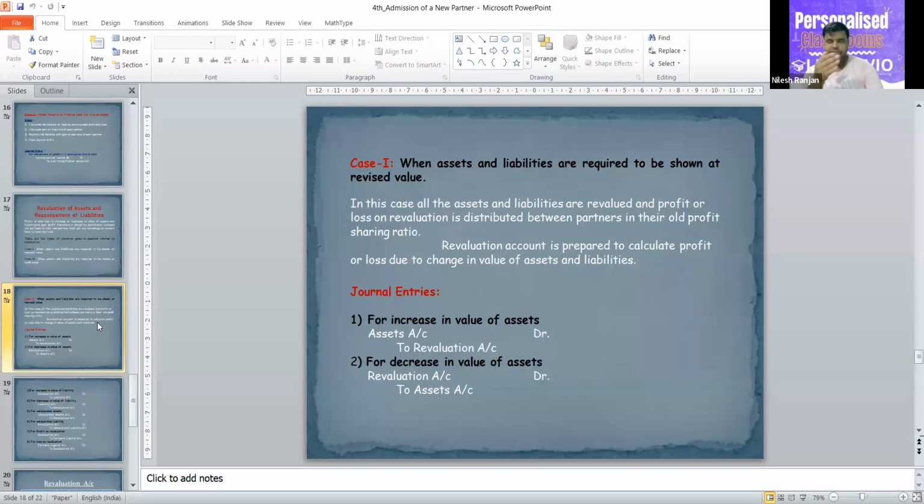First entry. Read the first entry. For increase in value of assets, asset account debit to revaluation account. Okay. Can you tell me why this asset is debited here? So because there is increase in the asset, they are debiting it.